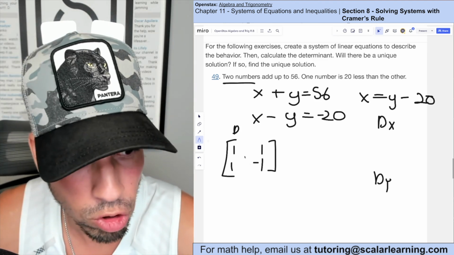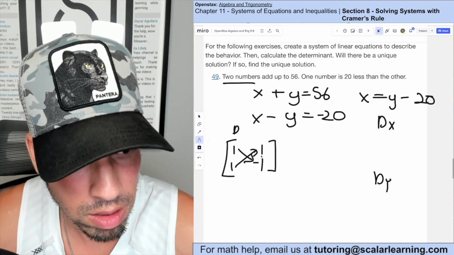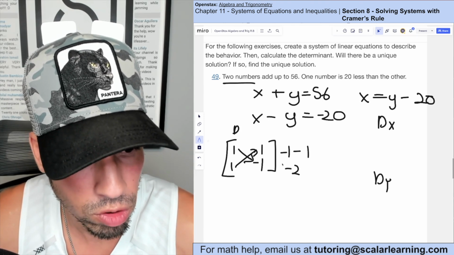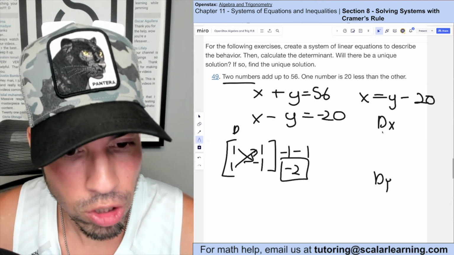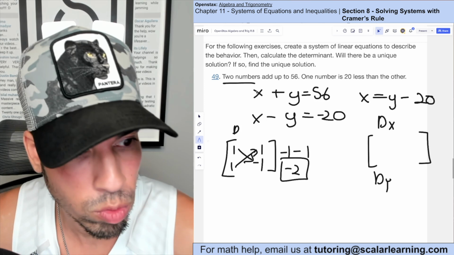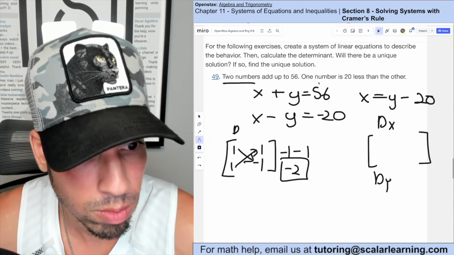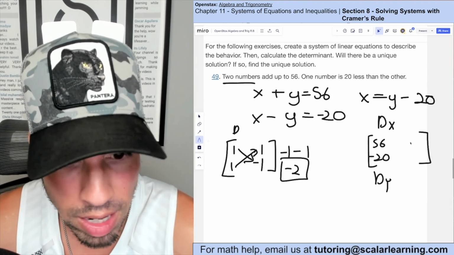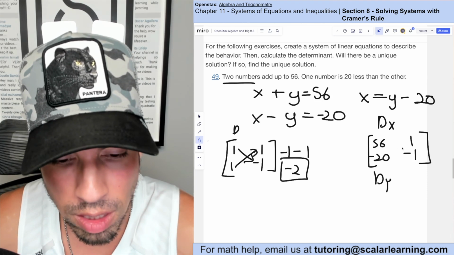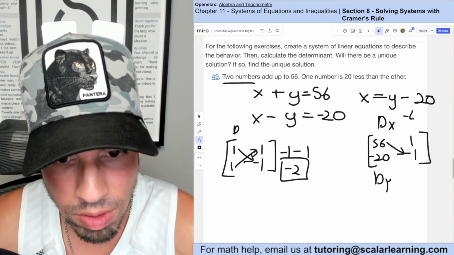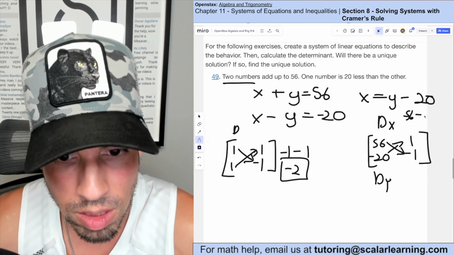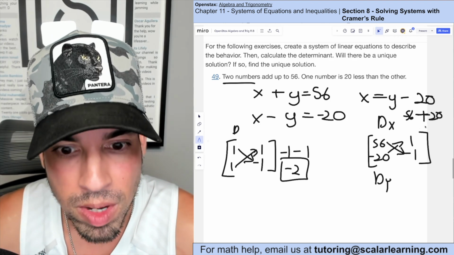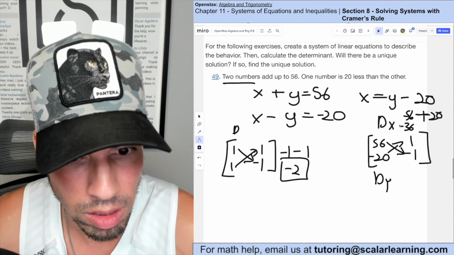All right, so first, what's the determinant, right? This times this minus this times this. So that's negative 1 minus 1, which is negative 2. Okay, so we are going to get a unique solution. Now let's do dx. What we do is we replace the x column with these constants, I should say, 56, negative 20, and we leave the y's as is, 1 and negative 1. Now we calculate the determinant, this times this, which is negative 56, minus this times this, which is negative 20. Double negative turns into a plus. Negative 56 plus 20 is negative 36. Okay, so there we go.